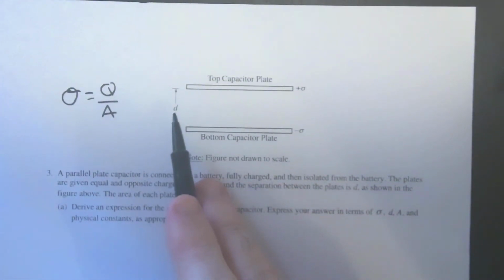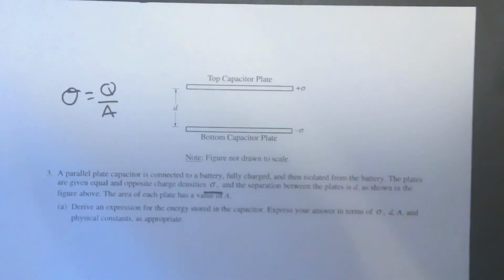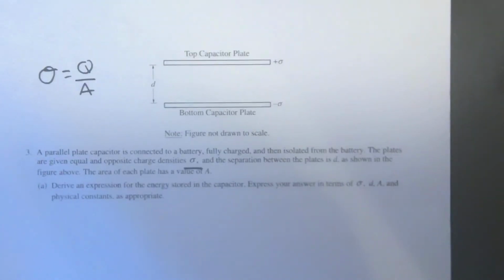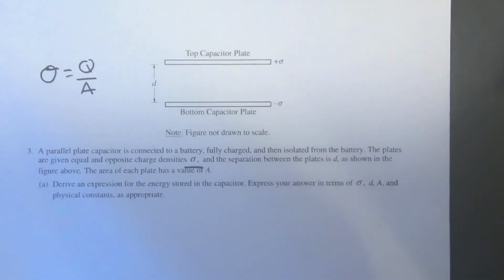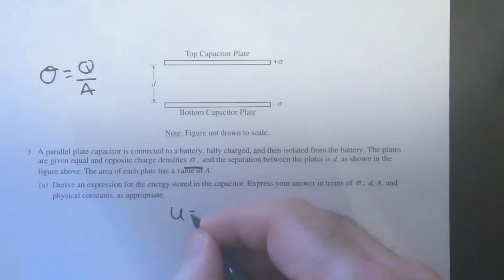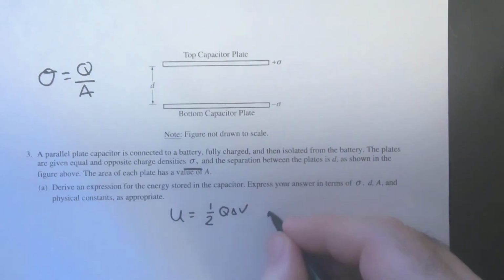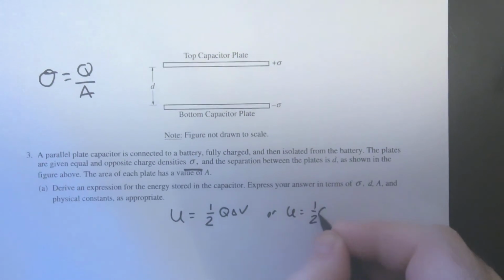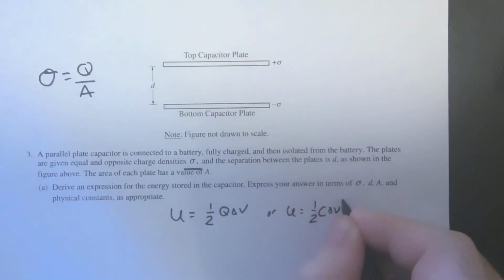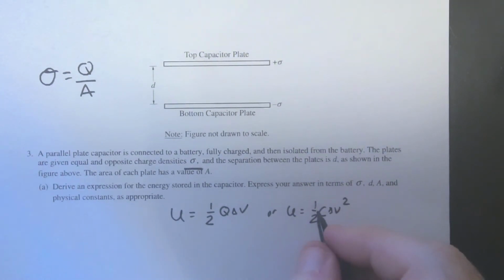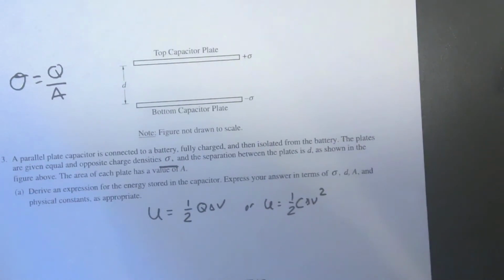So we have D and we have positive and negative charge densities. Let's find the energy inside a capacitor. Looking at my formula sheet, I see energy is 1/2 Q delta V or 1/2 C delta V squared. Both of these are not actually as helpful as you think. I want to have Q in there, so I'm going to use this one.